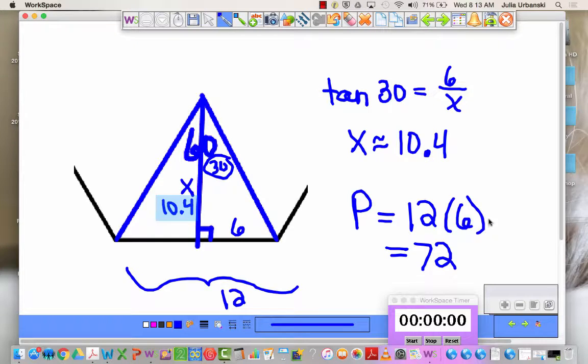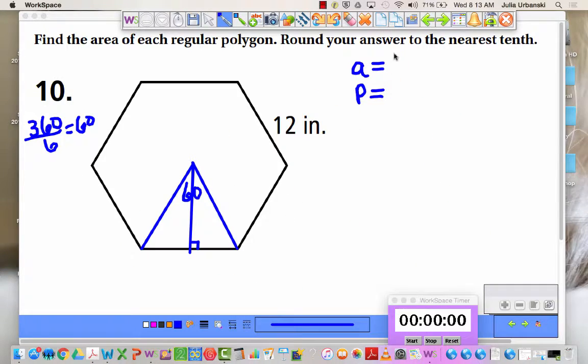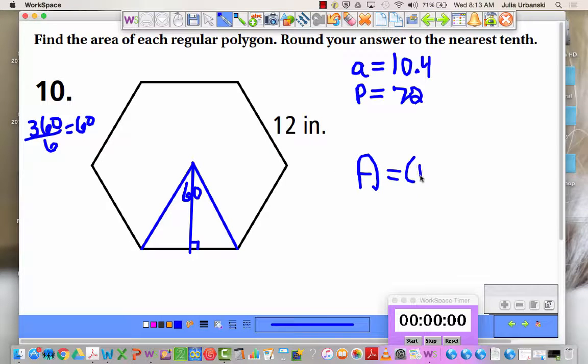So I'm going to leave the screen and go into the other picture so that we can combine it all together. So we found that the apothem was 10.4, and we found that the perimeter was 72. So use the formula, area equals apothem 10.4 times the perimeter 72, and divide it all by 2.